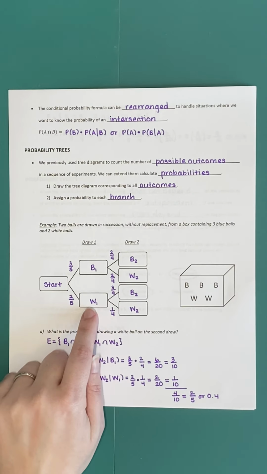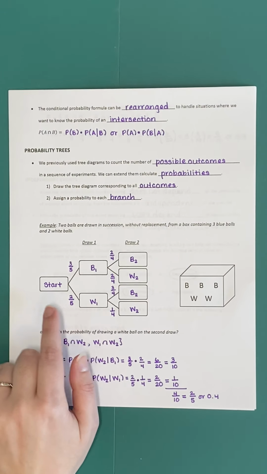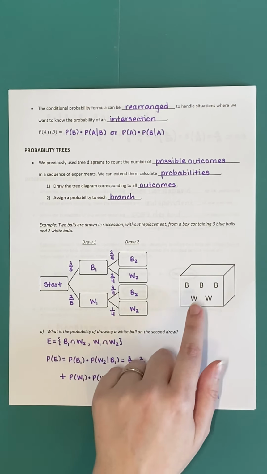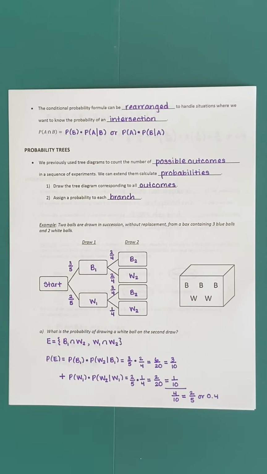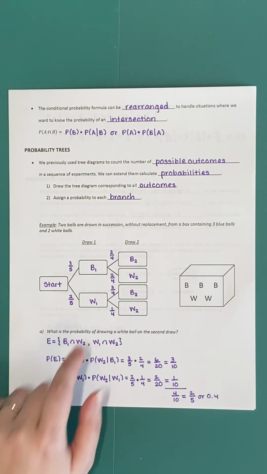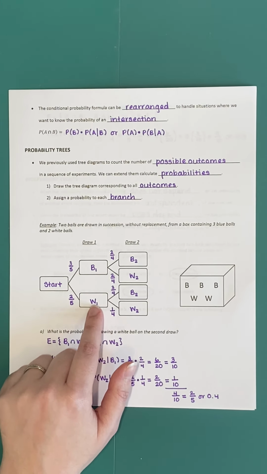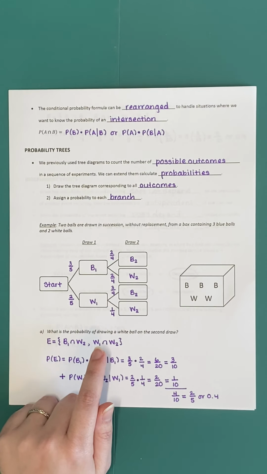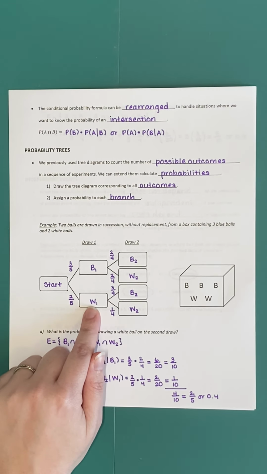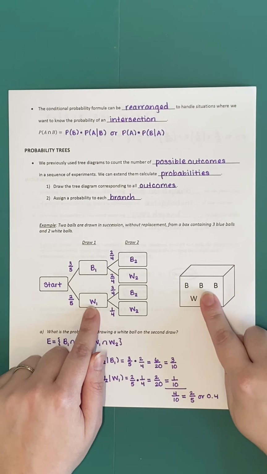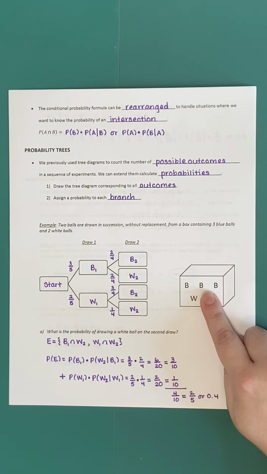Now, what if we drew white first? So we know white will occur 2/5 of the time based on there being 5 balls, 2 white balls in the box. Okay, so we drew white the first time. Now we want to analyze the second draw. So if we drew white the first time, that means 1 white ball is no longer in the box. So this is now the box, 1 white ball absent. Well, from that first draw, what could happen? Well, we could either draw a blue next, or we could draw another white.